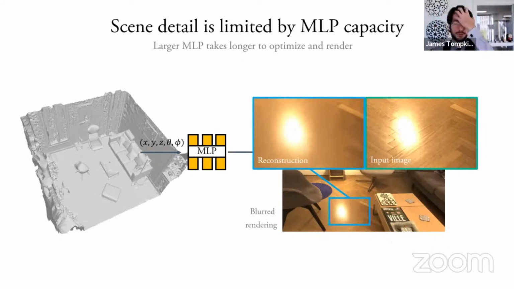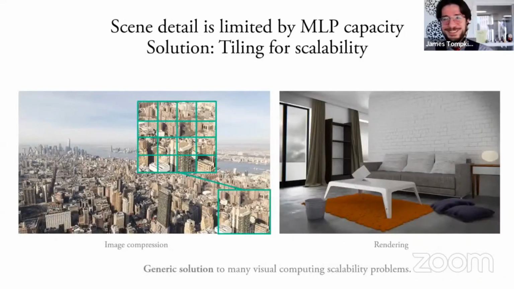Okay, so you're probably thinking, well, I know how to fix scalability problems. We're going to use tiling. And you'd be right. Tiling is a very useful generic way of solving all kinds of image problems. So for compression, we use tiling, macro blocks, or in rendering, we do tile-based rendering. But adjusting these neural field-based methods to use tiling for scalability is perhaps trickier than you might think. So let's look at this in a bit more detail.